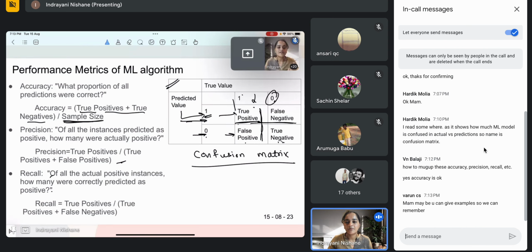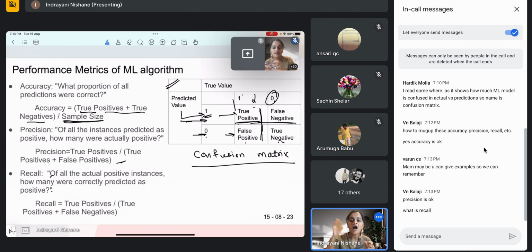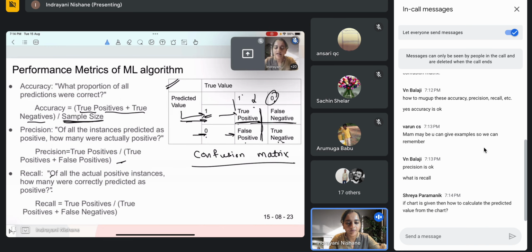So now precision is, of all the positives that are actually positive, how many are getting correctly predicted. Yeah, that is the precision. How precisely your ML algorithm is performing, right? So that is the precision.